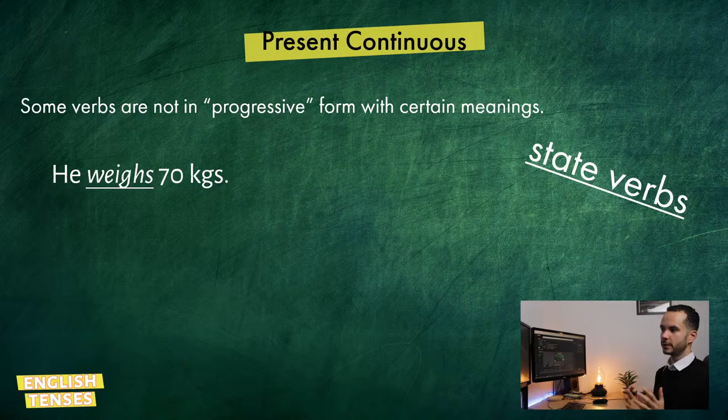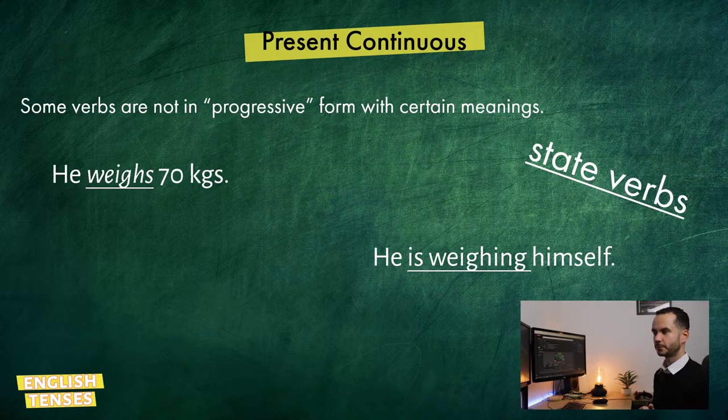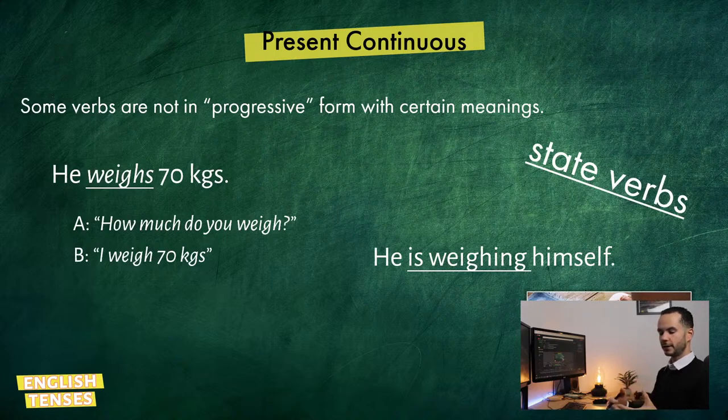So, back to those state verbs. I want to illustrate another example. Here we have the sentence, he weighs 70 kilos. And we also have the sentence, he is weighing himself. Now, these are two different sentences, right? They talk about the same concept and the same idea, but it's different. So he weighs 70 kilos, then we're talking about the fact that he has that amount of mass. We're talking about his weight. If we say he is weighing himself, it means that the person is actually on a scale looking at his weight, right? So this is the act of weighing, and this is how much a person weighs.